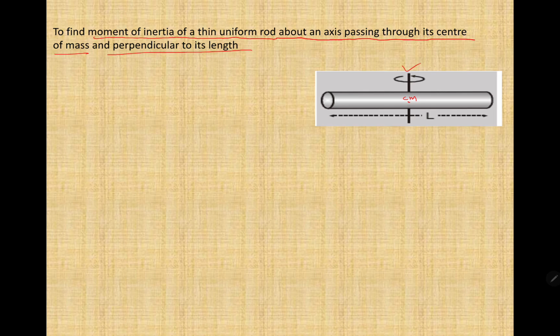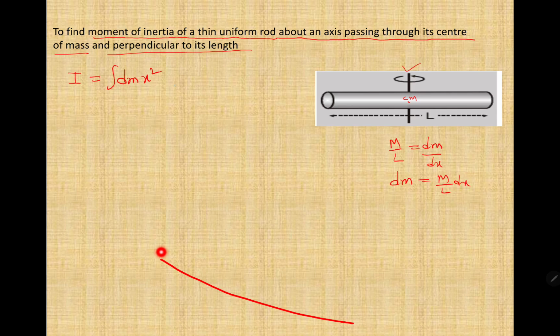Now we follow the same method. To find the moment of inertia of a rigid body about a given axis, I is equal to integration of dm into x square. Just like the previous case, mass per unit length is constant. M by L is equal to dm by dx. Now dm is equal to M by L into dx. So let us substitute here: integration of M by L into dx into x square.